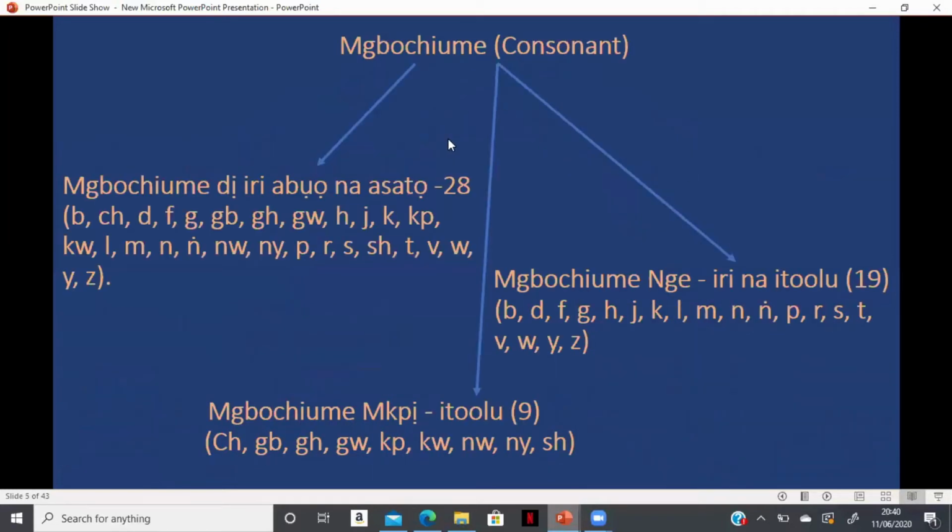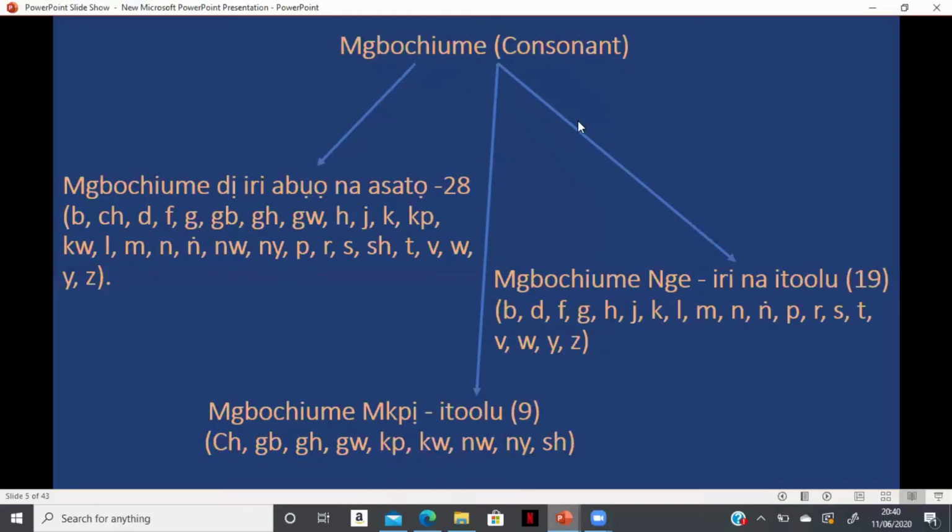Here we have the consonants, and the diagram also tells you the alphabets that make up the consonants, and they are 28 in number. 28 means in Igbo, iri abụọ na asatọ. And as you can see, these are the alphabets that make up the consonant.